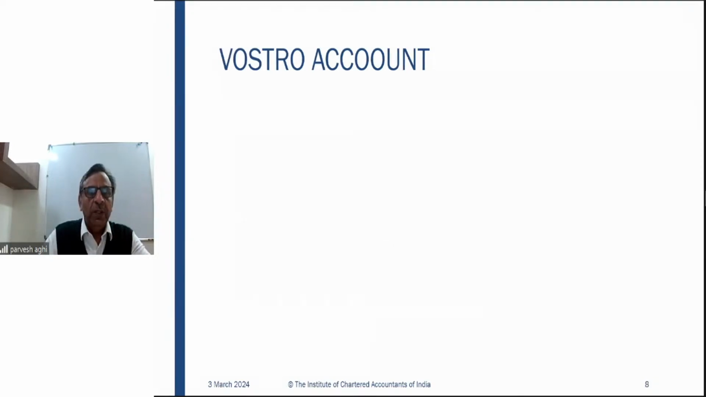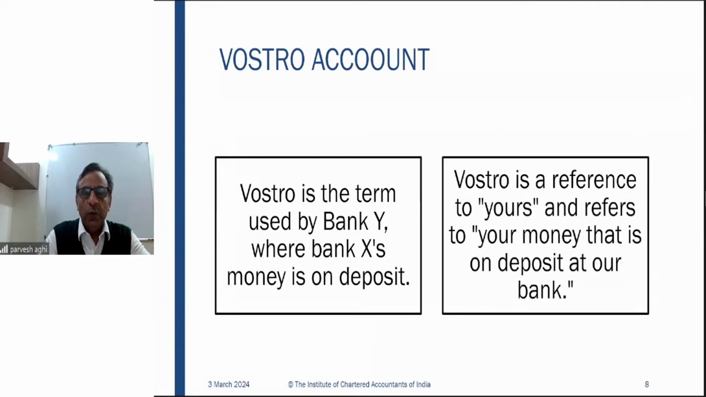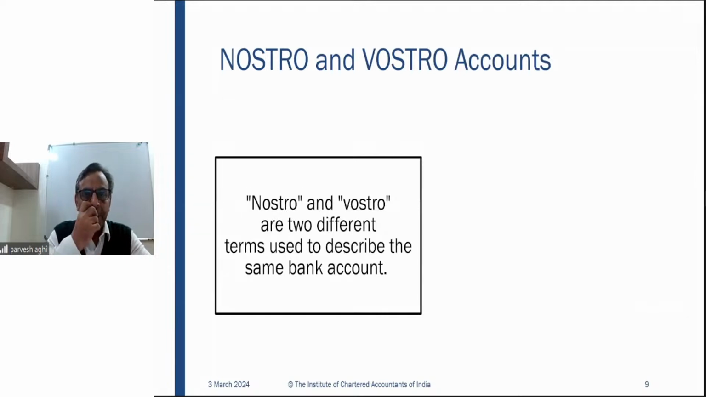between the banks. Now, the vostro account is the same as nostro, but it is referred to from the point of view of the foreign bank. Vostro is the term used by Bank Y, where Bank X's money is on deposit. So vostro refers to yours, your money that is on deposit at our bank. Citibank will say that it has a vostro account of SBI, because SBI has a nostro account and Citibank will call it a vostro account, in the example which I just gave.